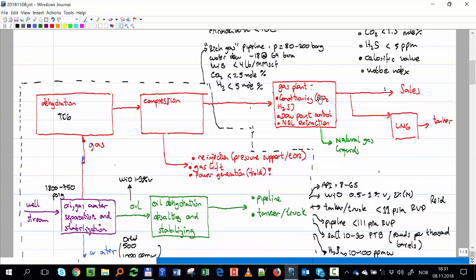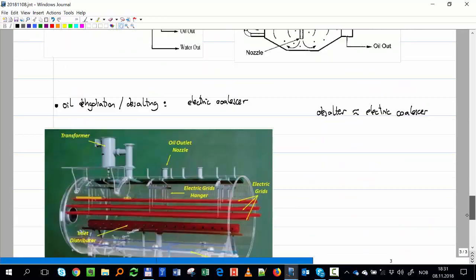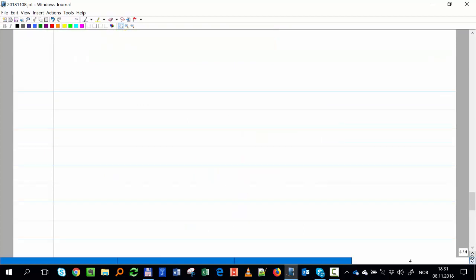Here the conditioning, where you remove CO2 and H2S, dew point control, so let's put here gas plant. Sometimes they call it DPC, hydrocarbon dew point control. And I have a few methods that I can use for that.